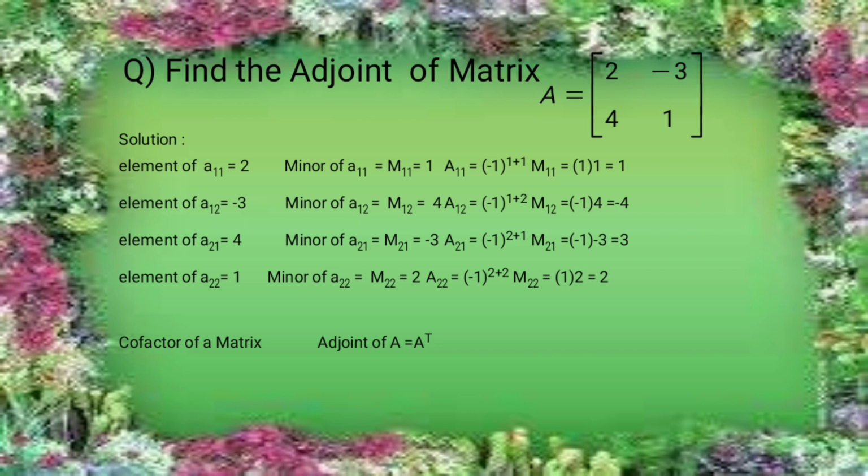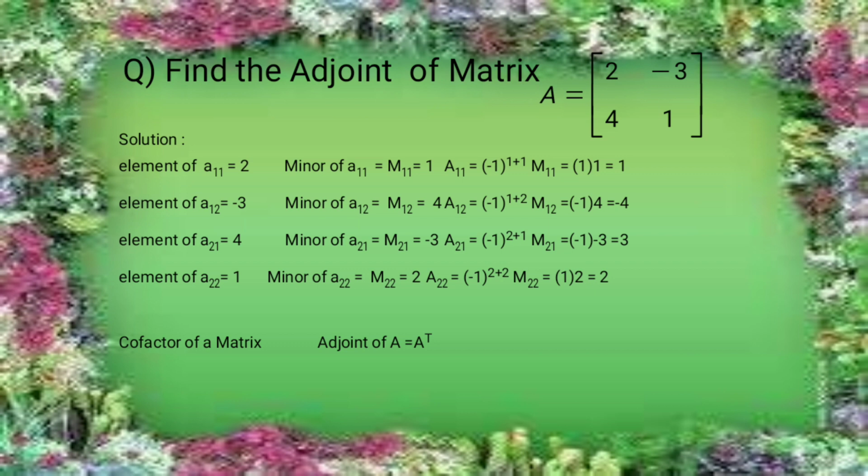Now cofactor of position A11 is equal to minus 1 raised to 1 plus 1. Why minus 1 raised to 1 plus 1? In the formula, minus 1 raised to i plus j, Mij, here i is 1 and j is 1. So 1 plus 1 into M11. Minus 1 squared becomes plus 1, and the minor value M11 is 1. So 1 into 1 is 1.